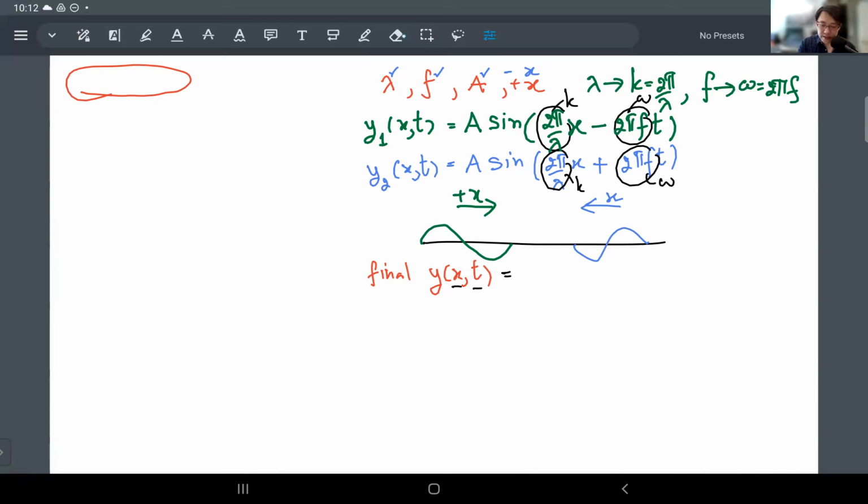So for those of you that are still not so sure how to proceed, don't worry. The idea is very simple. 1 plus 1 equal to 2. So the net waveform, or the wave function, has to be just the sum of those two waves. But because you have sinusoidal functions, all you need to do is just recall that trigonometry identity. Give it a shot.